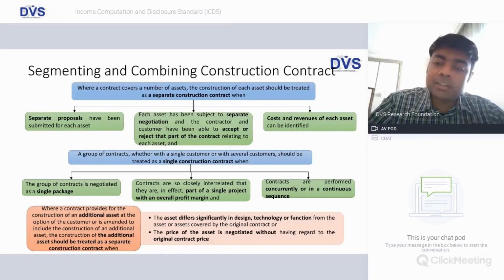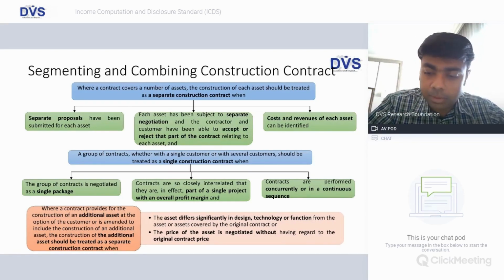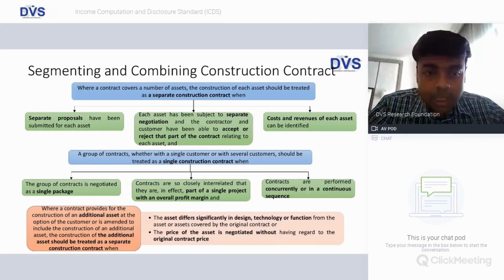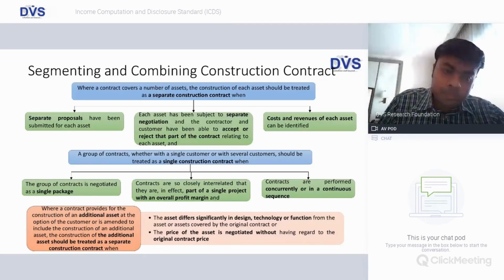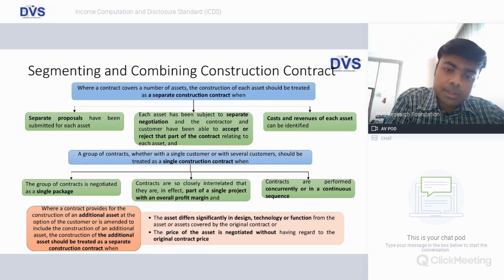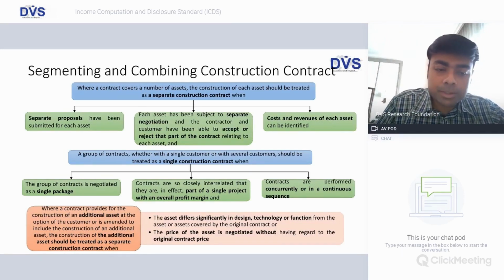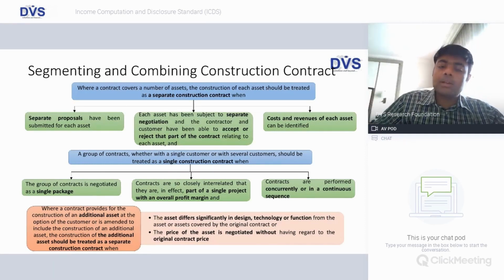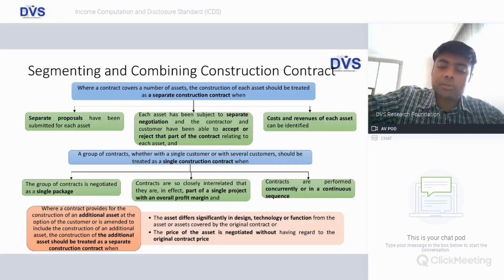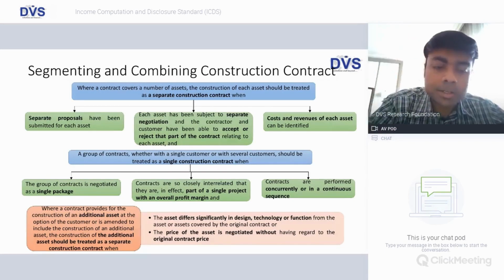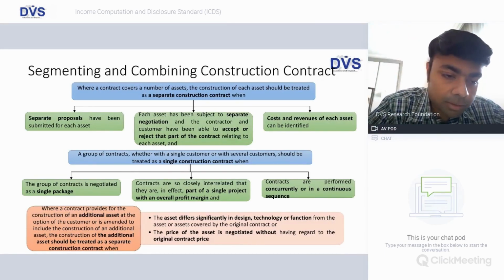Even though there are 5 different contracts with 5 different buyers to build for 20 stories, it will be deemed as a single deal if the group of contracts is negotiated as a single package and the contracts are so closely interrelated that they are in effect part of a single contract with an overall profit margin, and they are performed concurrently or in continuous sequence. So without finishing the first 5 floors, you cannot go to the next 5 floors. So the entire transaction shall be deemed as a single construction contract.